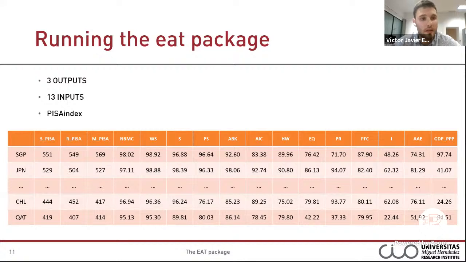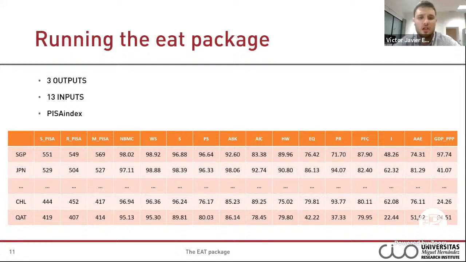On the one hand, the inputs correspond to 13 variables that define the socioeconomic context of a country. All of them have been obtained from the Social Progress Index. To name a few, PFC, for example, is personal freedom and choice, and AAE is access to advanced education. On the other hand, the performance of each country in the PISA exams is measured by the average score of its schools in the disciplines of science, reading, and mathematics, which has been collected from PISA 2018 results.